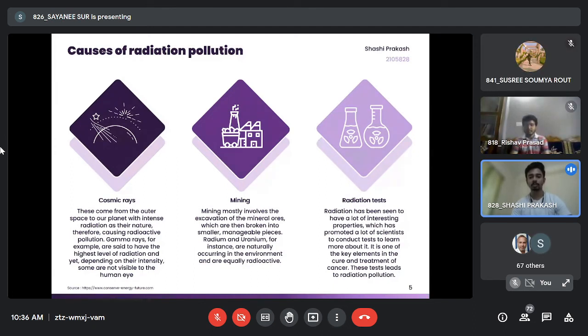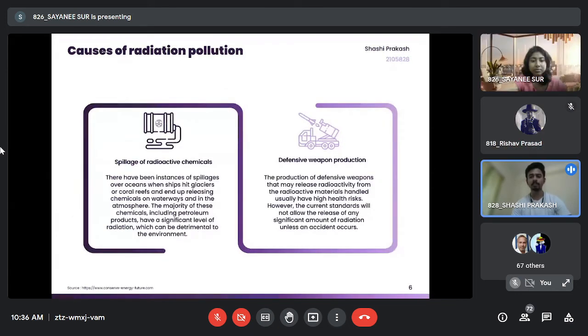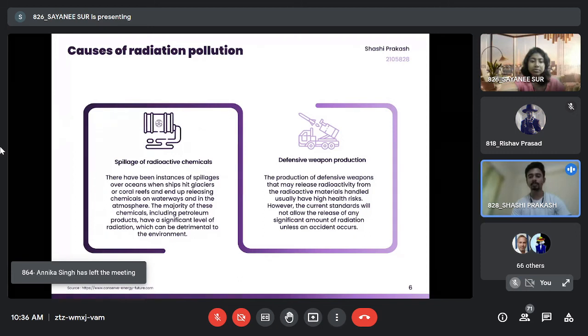Spillage of radioactive pollution. Basically, spillage of various chemicals due to some natural or man-made disaster has a significant level of radiation, causing radiation pollution. An example is petroleum product spillage. Production of defensive weapons. Radioactive elements are used while making high-level defensive weaponry. While they are made under the supervision of various experts and taking all safety measures, sometimes due to accidental circumstances there is some leakage of radioactive substances, which results in radiation pollution.